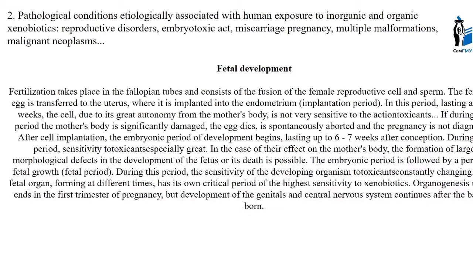Fertilization takes place in the fallopian tubes and consists of the fusion of the female reproductive cell and sperm. The fertilized egg is transferred to the uterus, where it is implanted into the endometrium. This is the implantation period. In this period, lasting about 2 weeks, the cells, due to their great isolation from the mother's body, are not very sensitive to the action of toxicants.